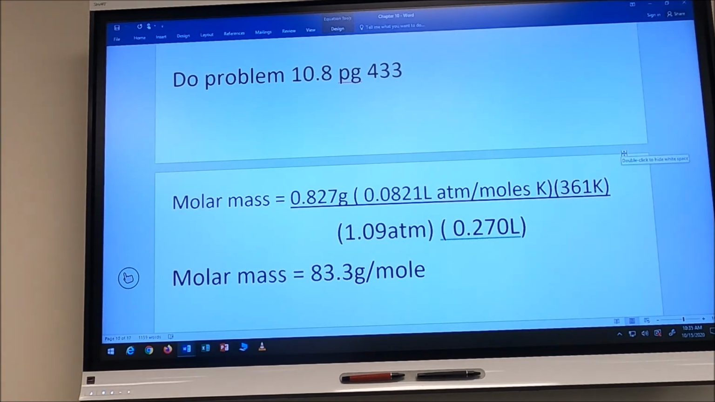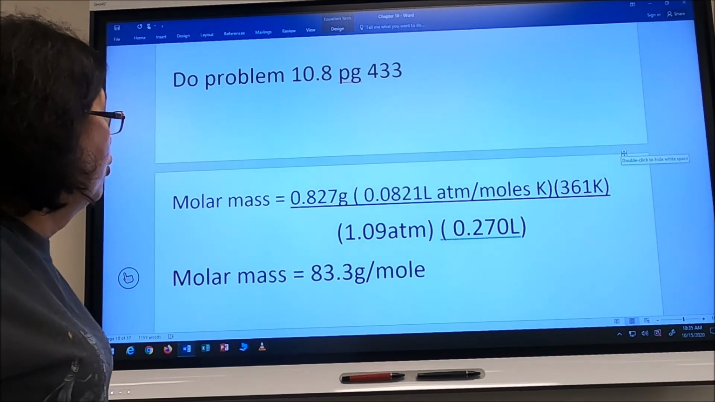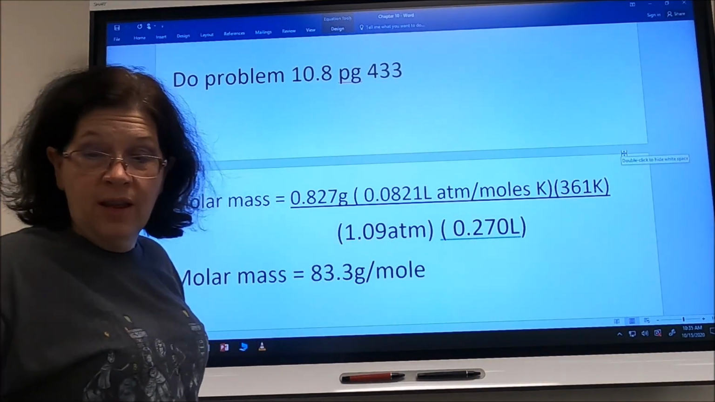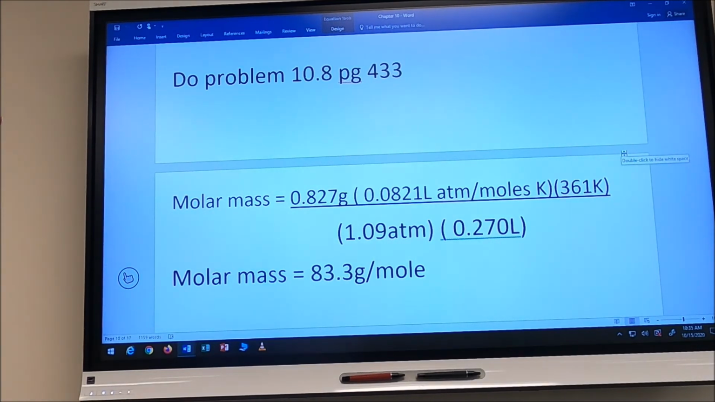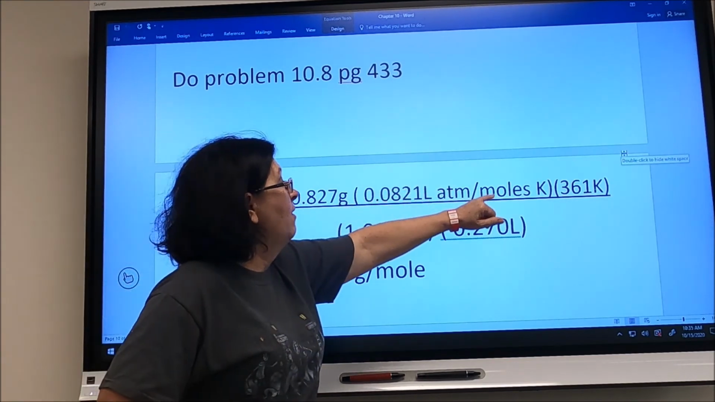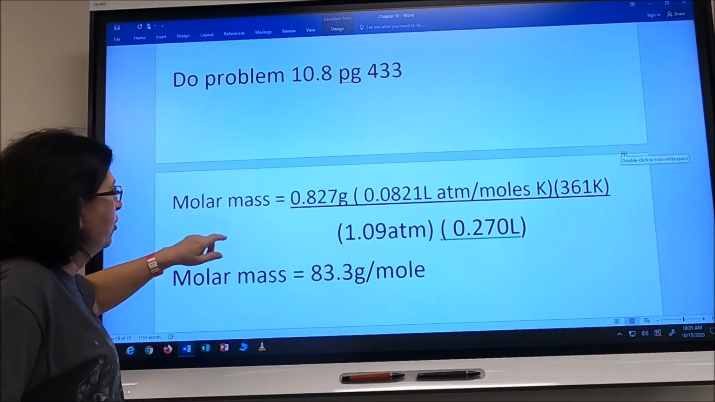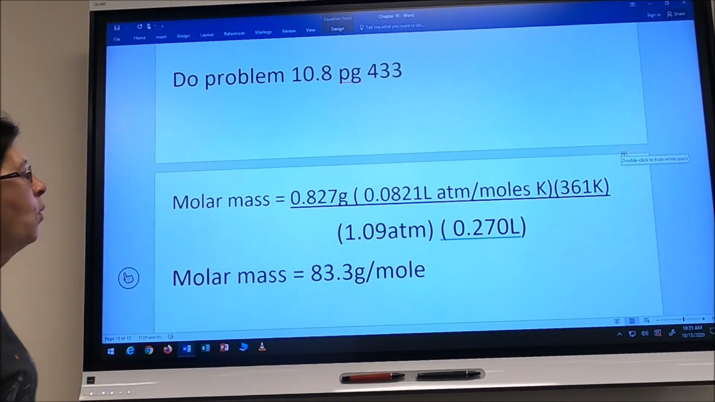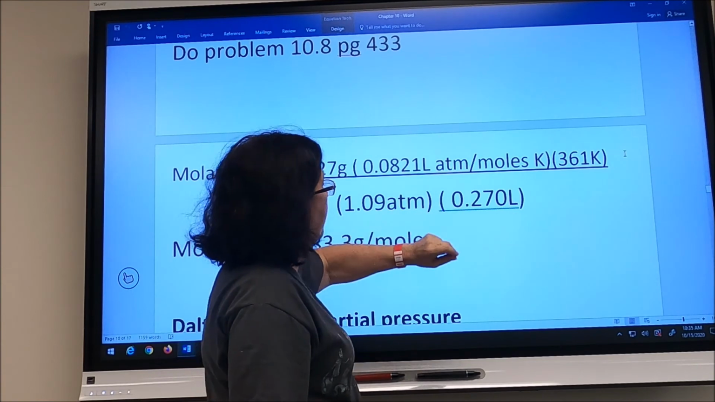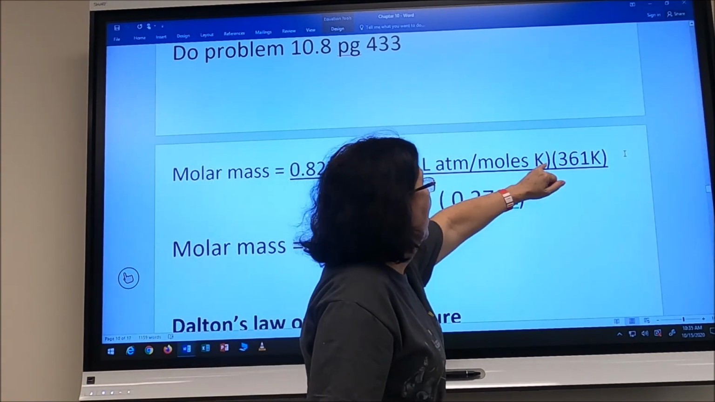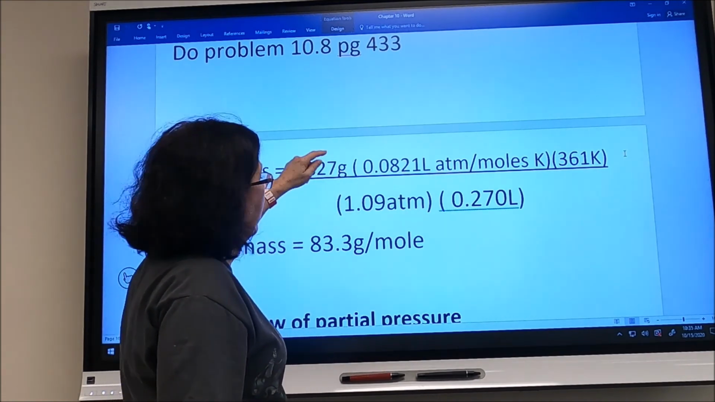I have to divide by 760 millimeters of mercury to get the pressure, 1.09 atmospheres. And the volume is given to us in the correct units. So once I have everything in the correct units, I just plug it into my molar mass equation: 0.827 grams times 0.0821 liters atmospheres over moles Kelvin times 361 divided by 1.09 atmospheres divided by 0.270 liters, and we get the molar mass is 83.3 grams per mole. Because notice, atmospheres divide out, liters and liters divide out, Kelvin and Kelvin divide out, you're just left with grams per mole.